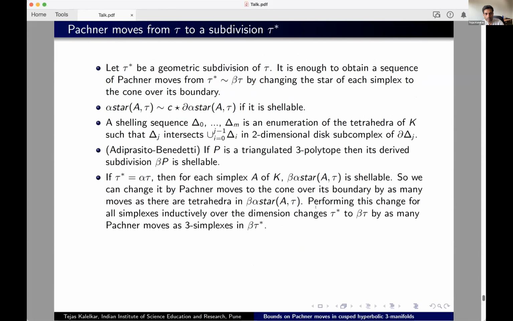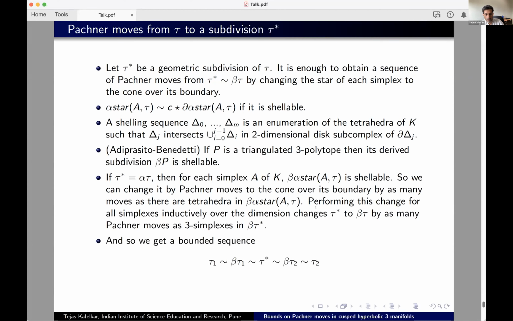And so now if we have this subdivision tau star, then for each simplex A, the star becomes shellable. And so we can change it by Pachner moves to the cone over its boundary by as many moves as there are tetrahedra in the star. And we know how many tetrahedra there are by the first step. Performing this change for all simplexes inductively over the dimension changes tau star to tau by as many Pachner moves as there are 3 simplexes in tau star.